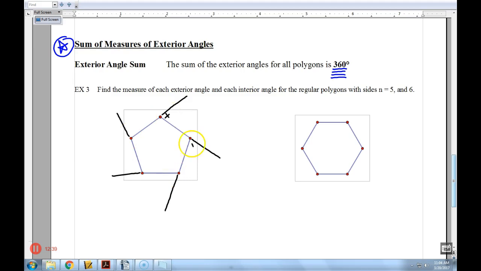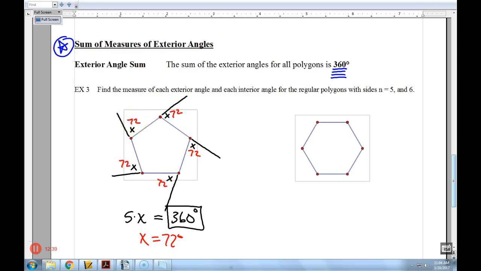And if I call all of these outside angles x, there's 5 of them. So 5 times whatever x is has to equal 360, because for every shape, this number will never change. That's always going to be the outside number. Now I can divide both sides by 5, and I get x is 72 degrees, which is what I had on that example up above. It's foreshadowing a little bit, trying to lead you in this direction.